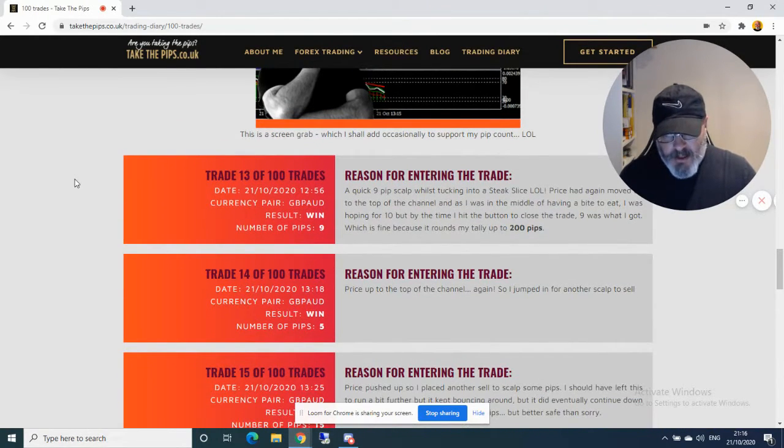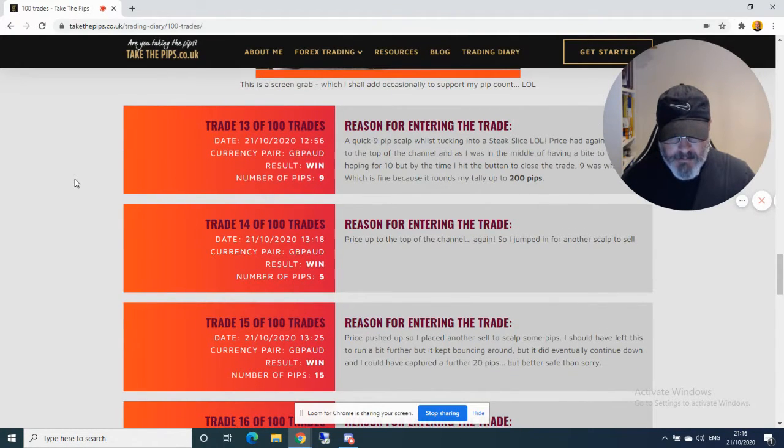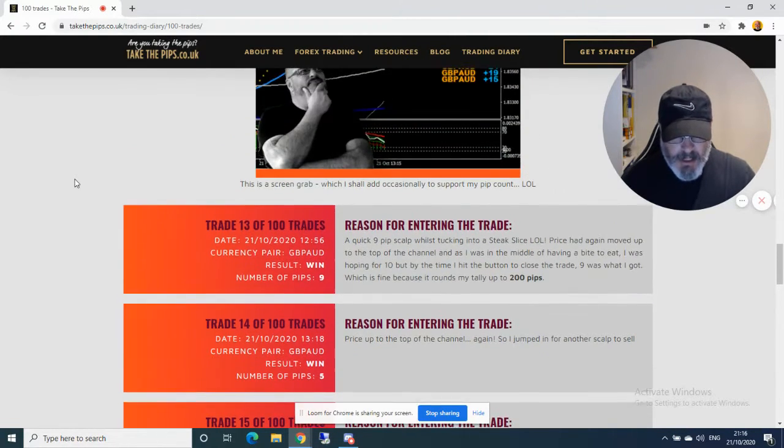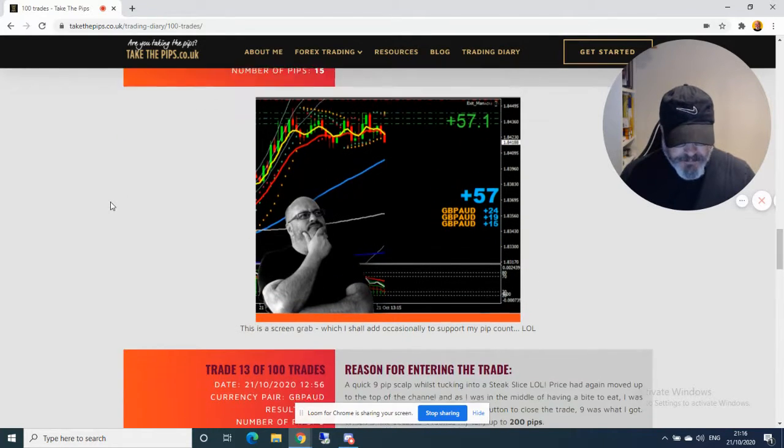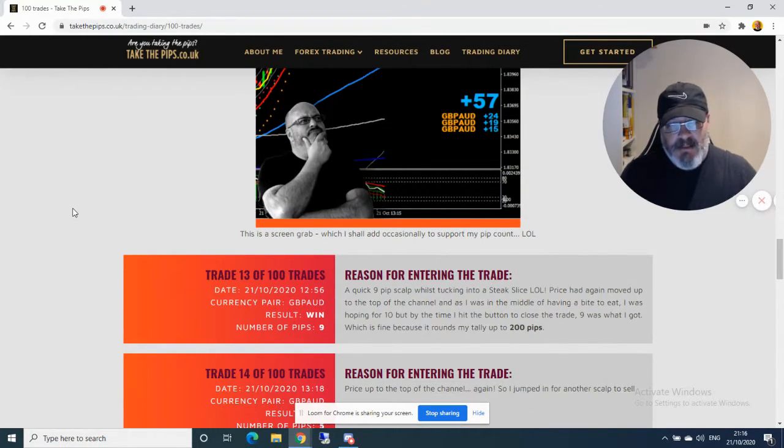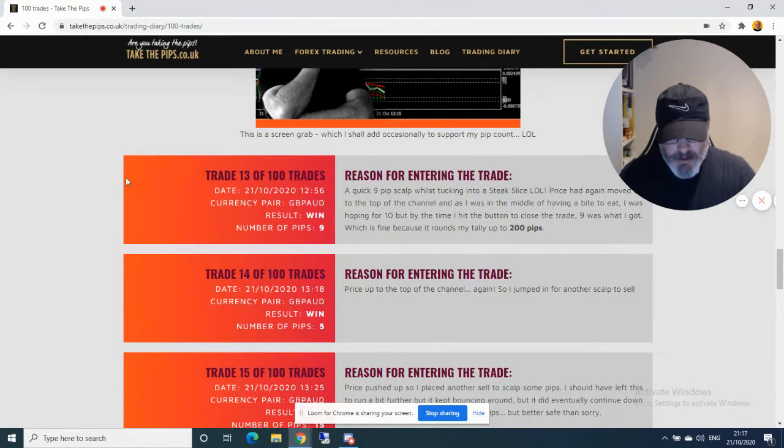So then on to trade 13. Again, another quick scalp, hitting 9 pips. I was hoping for 10, but as it turns out, with the 57 earlier, and adding that to the, I've forgotten already, 134, that 9 rounded it up to 200 pips. So I'm doing a running total as well. So that was trade 13.